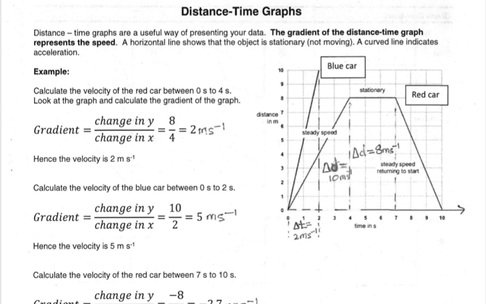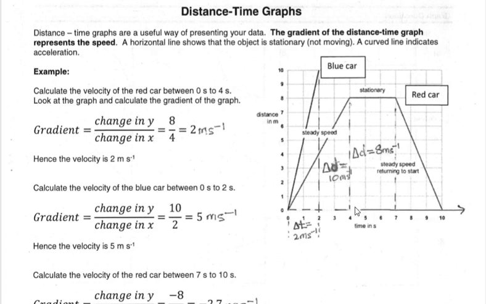For example, calculate the velocity of the red car between 0 seconds to 4 seconds. Look at the graph and calculate the gradient of the graph. So the gradient being the velocity. So here's the graph for the red car. It increases in distance, then is stationary, and then decreases in distance.